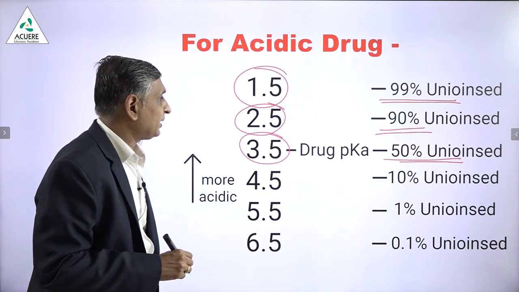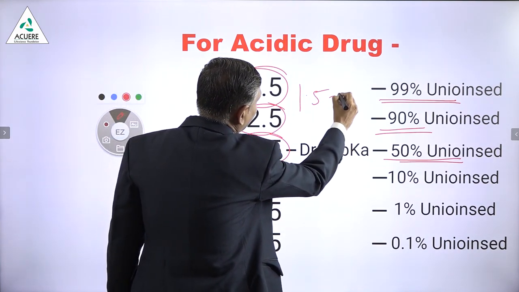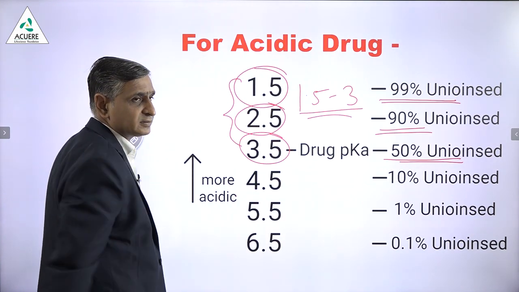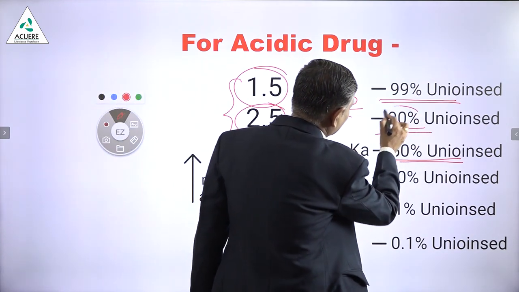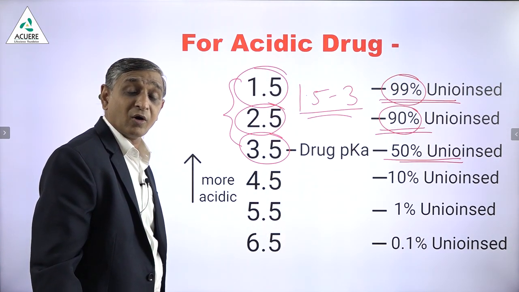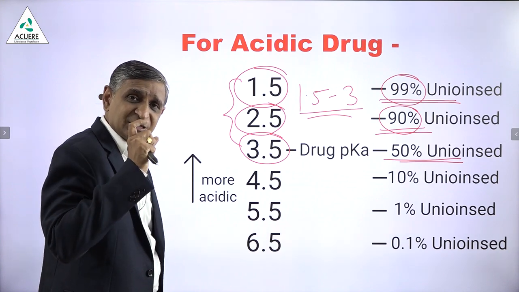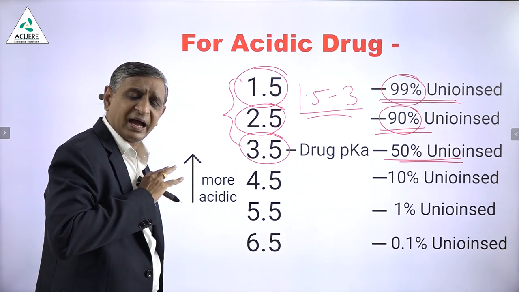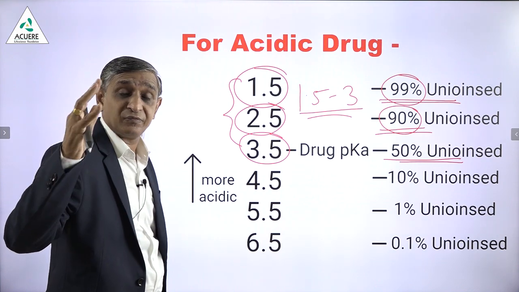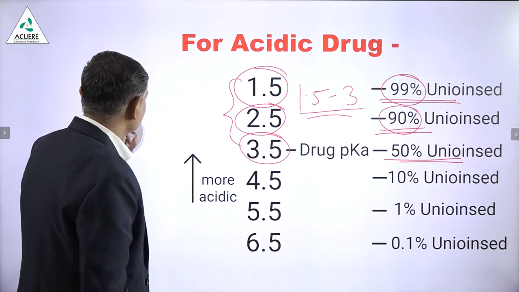Now do remember, the pH of the stomach ranges between 1.5 to 3. In between this, very simply you can say either 90% or 99% of the drug is unionized. That is, aspirin in the stomach is in a highly unionized, highly absorbable form. This is the calculation. Now, what is my point?